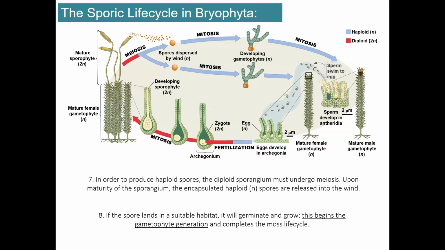So first, the sporangium undergoes meiosis because it is a diploid sporophyte. It needs to reduce its ploidy number to produce haploid spores. After this step of meiosis, the encapsulated haploid spores are released into the wind, and if they land in a suitable location, they'll germinate and grow, which begins the gametophyte generation where we started.